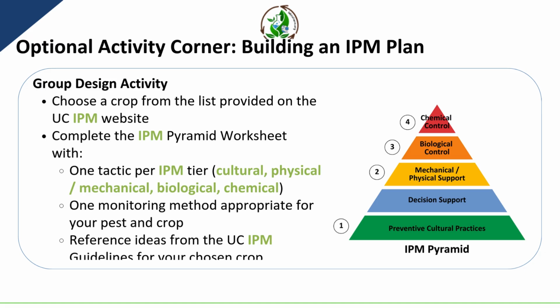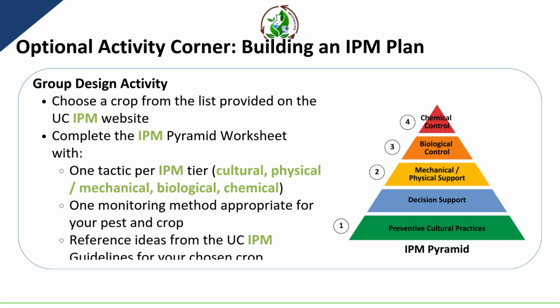As you work, talk through your decisions with your group. Why is this cultural practice a good first line of defense? How does your physical or mechanical tactic reduce pest pressure? Which natural enemies or biological controls are realistic for this system? And if you do include a chemical control, how can you use it as a last resort in a way that still fits the IPM mindset?